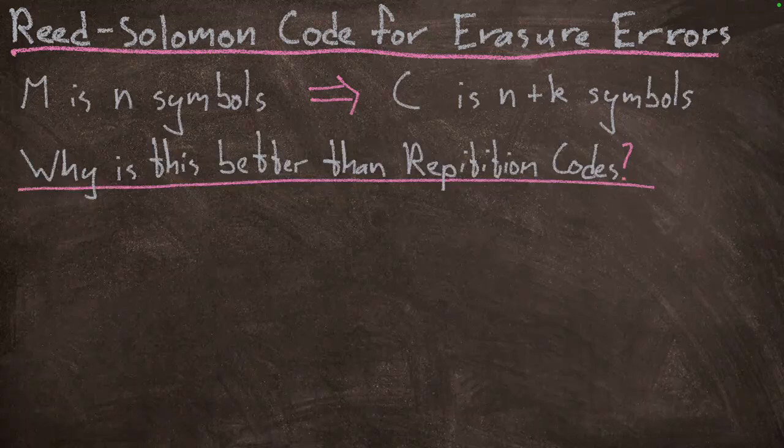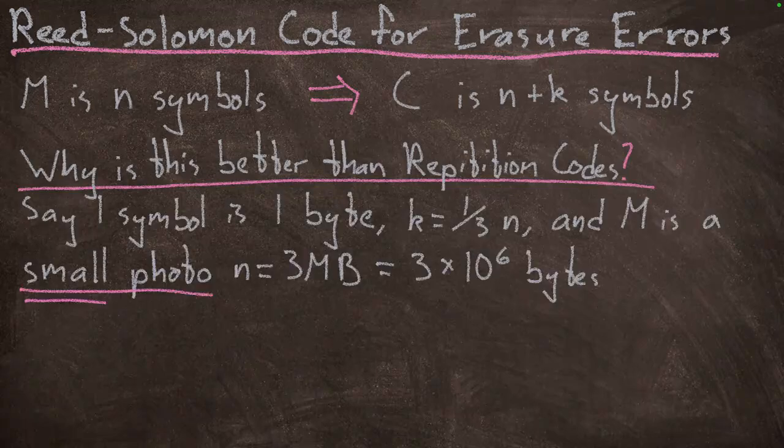So why is this better than repetition codes? Well, let's see. Back to the same exact example. Say 1 symbol is 1 byte. K is a third of n. That's the number of errors we're handling. And M is a small photo, 3 megabytes. So same exact setup. Last time we blew up to a hard drive, 3 terabytes.